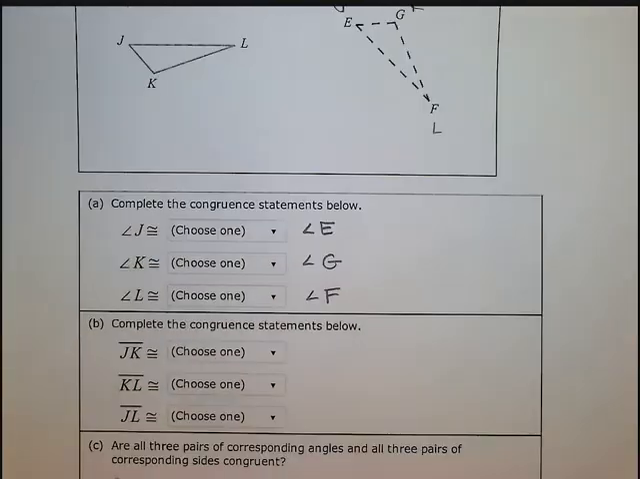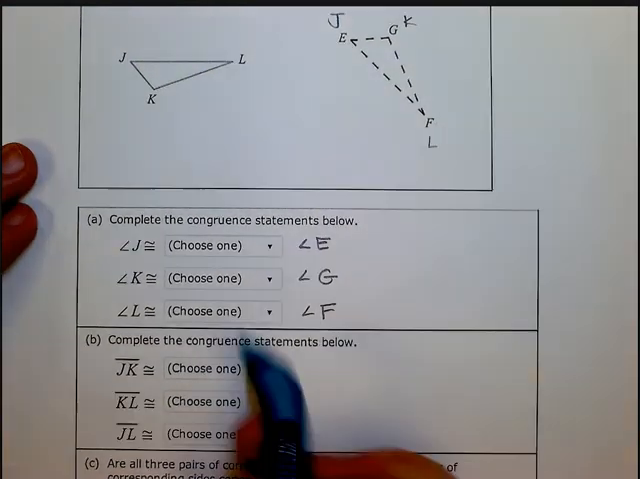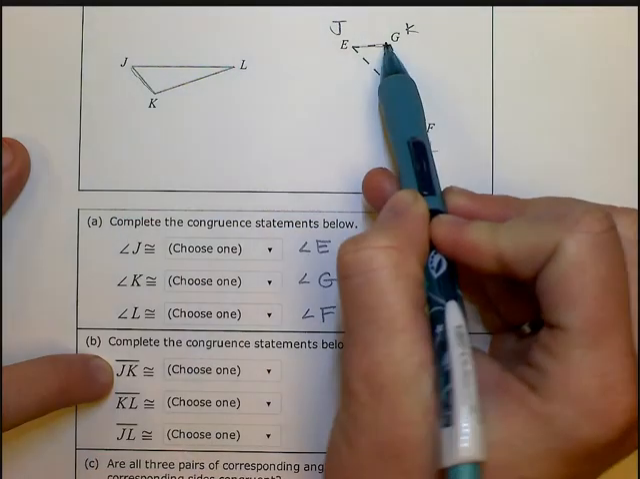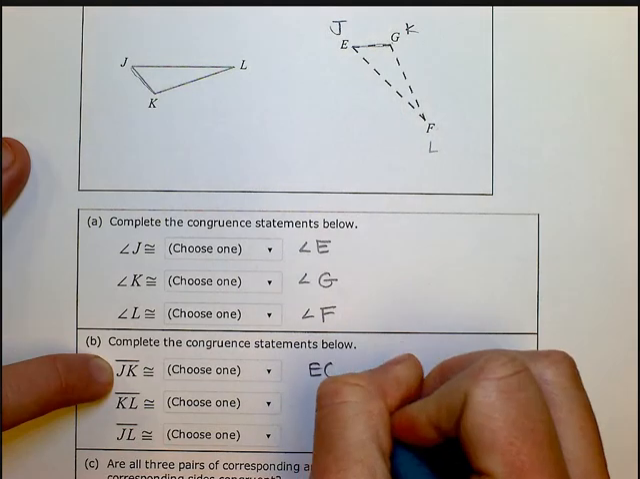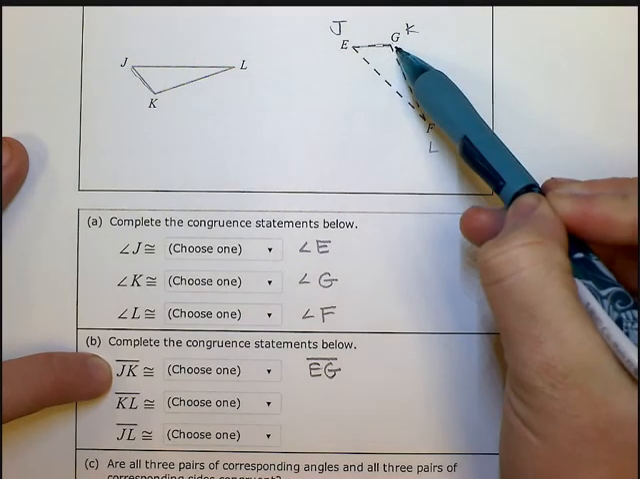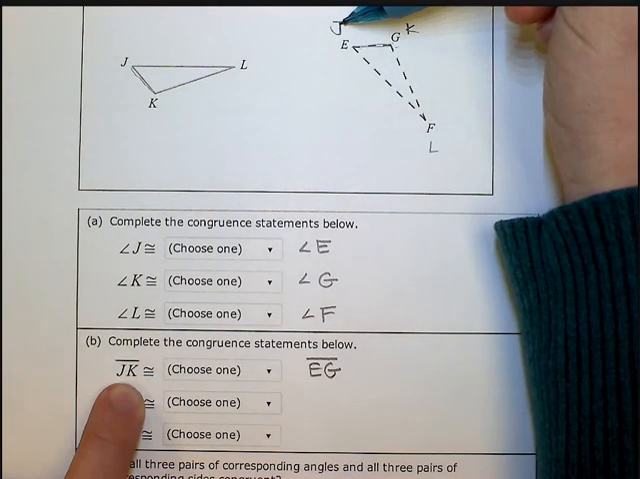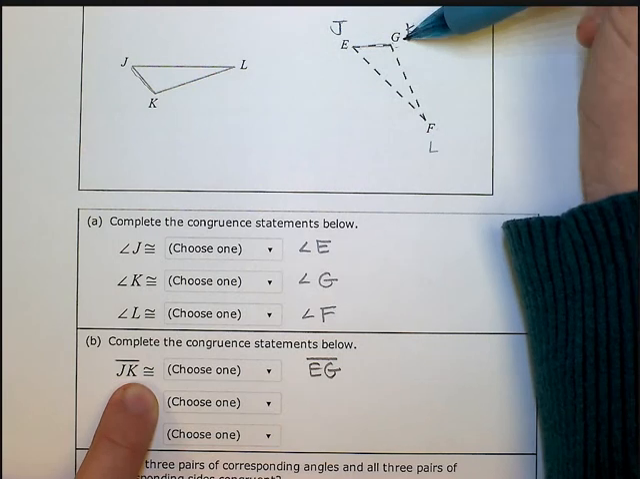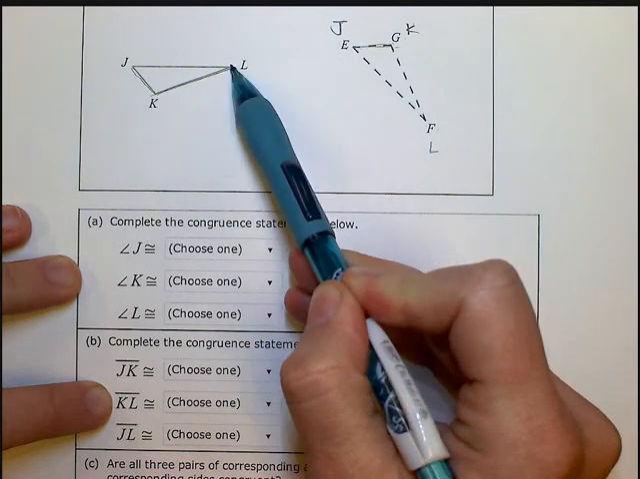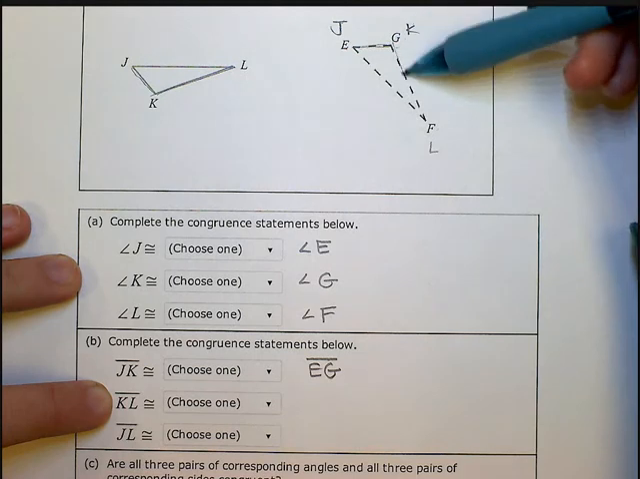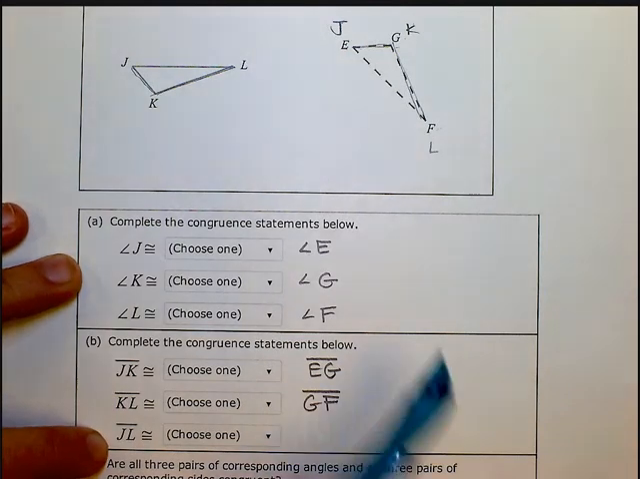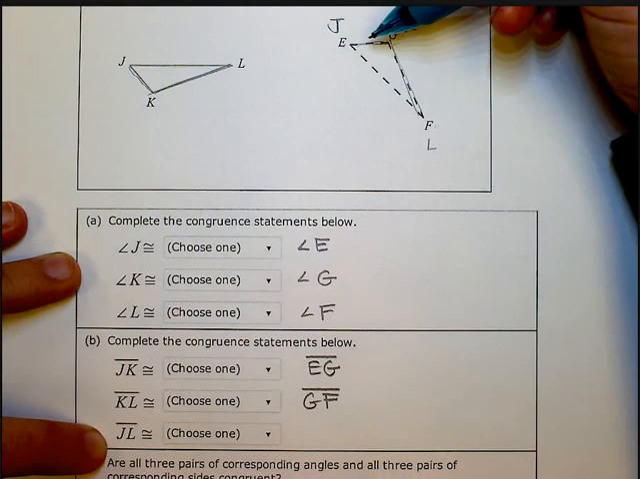Okay? So let's do B. Complete the congruent statements below. Line JK, this short line right here, is congruent to EG. So I would choose EG. Now, I haven't tested this on Alex, so I'm not sure that the order is important, but if I were you, if they start with J and go to K, I want to start with E and go to G. Just choose the one that's in the same order. Then KL here is going to be congruent to GF, because we see KL is right there. And last but not least, JL, which is right here, is going to be congruent to EF.